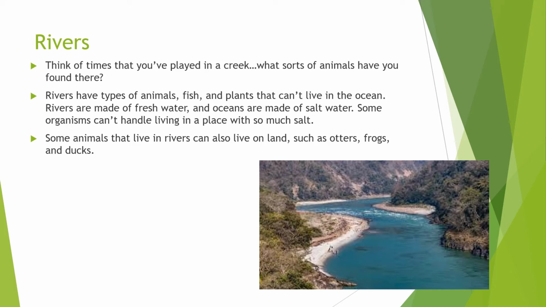There are also some animals that live in rivers who can also live on land. So when you've played in a creek, you might have found a frog or a toad. These are the types of animals that will live in the water, but they'll also live on the land. Same thing with ducks. Ducks will build nests on the land, but they'll also be swimming in the water.